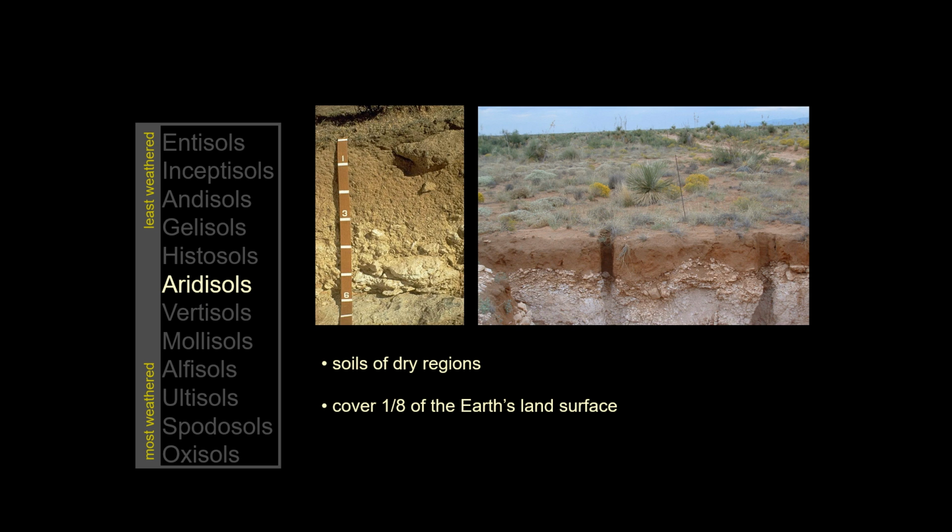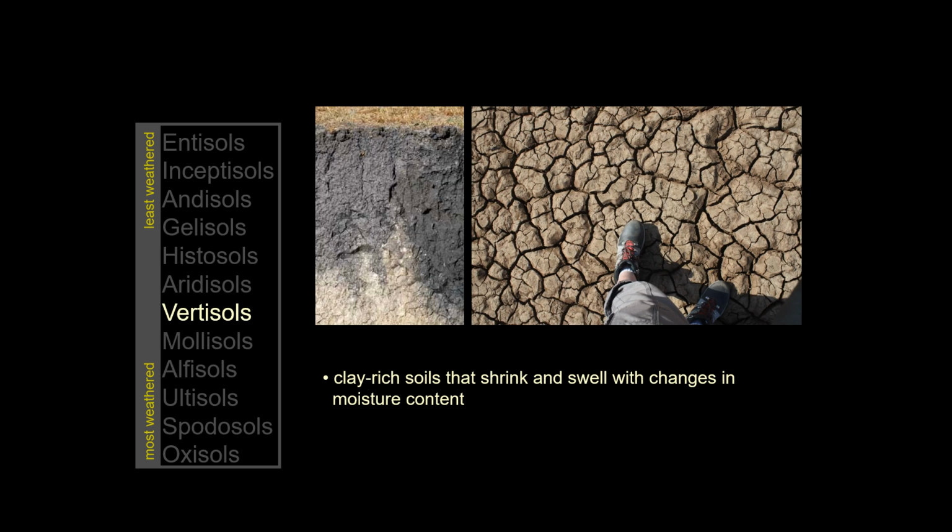Aridisols are soils of dryland regions. As they say, they cover about 1/8 of the Earth's land surface. So these are basically soils of deserts. So fairly dry soils, with that kind of yellow color. Not a lot of organic material, much less than the histosols. Vertisols have a lot of clay in them. We have some vertisols here in and around Stillwater and throughout Oklahoma. So clay-like soils, they shrink and swell. So these soils are oftentimes associated with the tall grass prairie that we have here in Oklahoma.